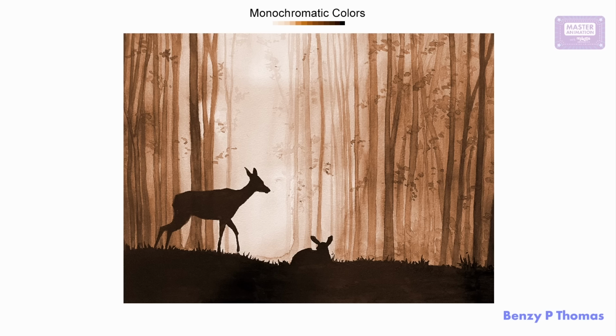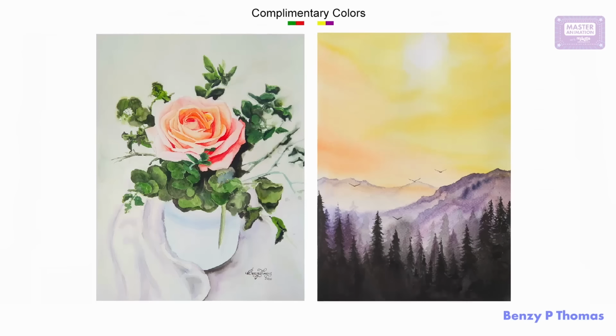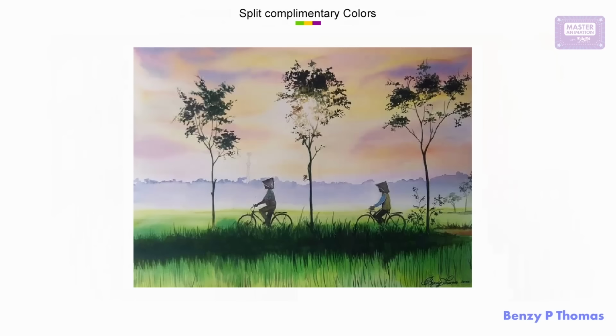That's monochromatic. The colors opposite to each other on the color wheel are complementary colors, such as red and green, yellow and purple, or orange and blue. For example, in this painting, tints of red are there on the rose with green leaves around it, and in the other painting, the sky is yellowish with purple mountains, which gives a striking contrast.